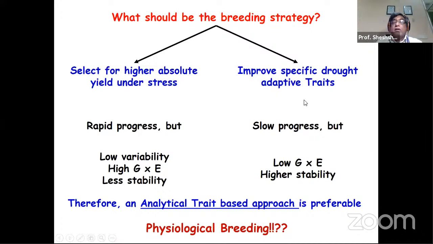When compared to that, if we were to have a very specific drought adaptive trait, there's no doubt that the progress can be slow, but if we have specific mechanisms by which we can phenotype them with a high throughput mechanism, and because of the low genotype to environment interaction among the traits that we look for, I'm very sure that the analytical method, or a very specific physiological breeding, can be done, is what we are saying.